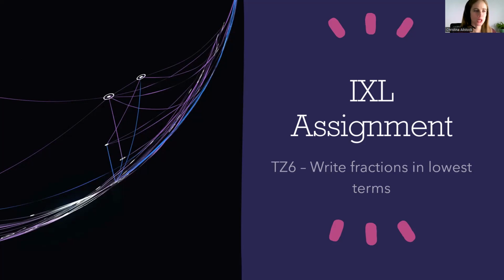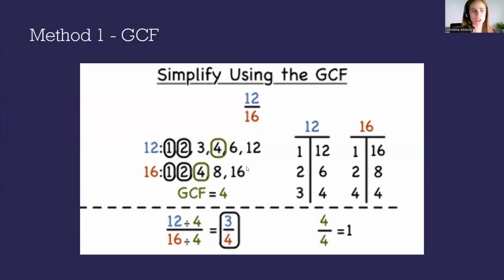There are two primary ways that you can go about simplifying and reducing fractions. And I honestly use both methods. It just kind of depends on what the numbers are and what my familiarity is with them, on which one I use. So method number one is simply using the GCF, otherwise known as greatest common factor.